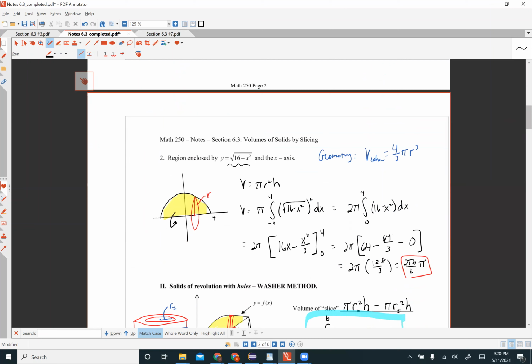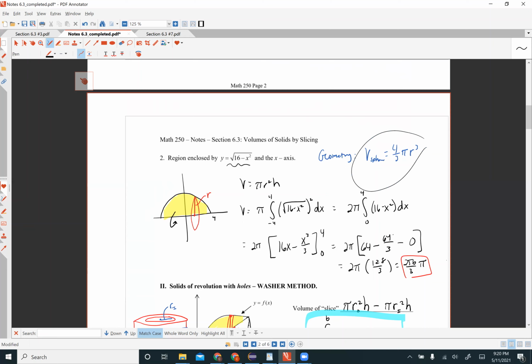But okay, so now for number 3, we don't have as much information. We're told the region is enclosed by the square root of 16 minus x squared, which turns out to be the upper half of the circle of radius 4. It's a semicircle. The region is the area between the square root of 16 minus x squared and the x-axis, and we're going to rotate it around. We're going to get a sphere in this case.